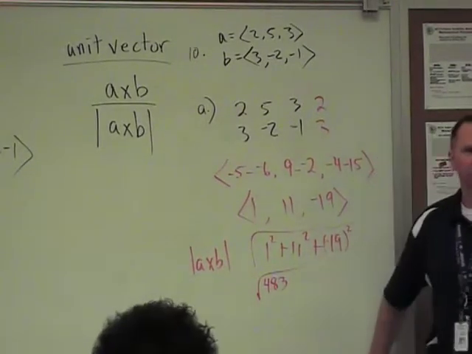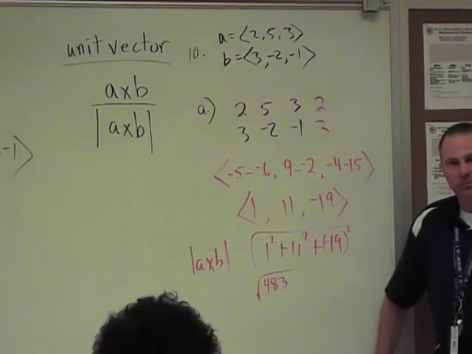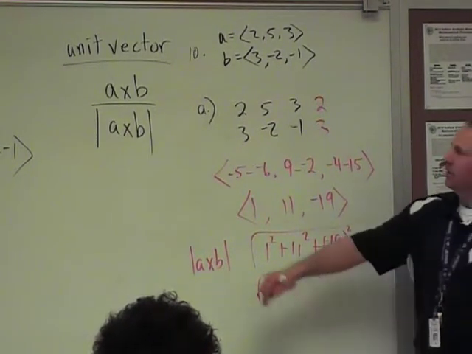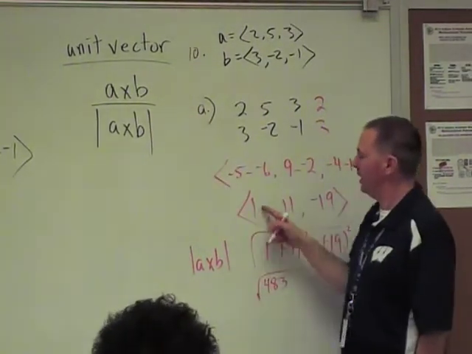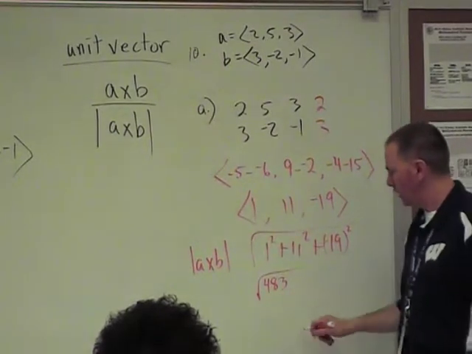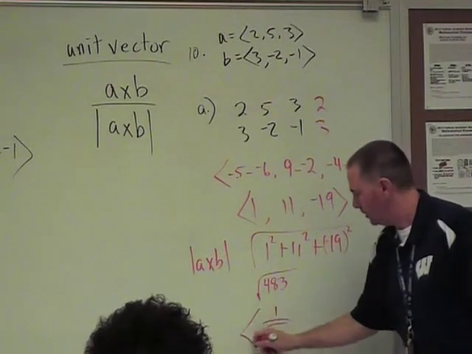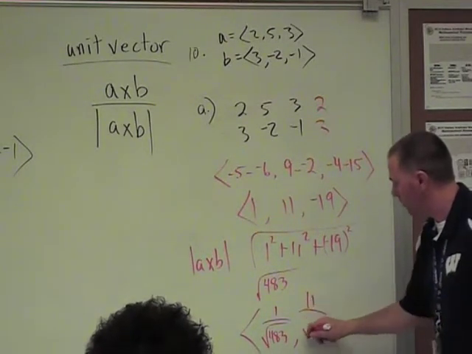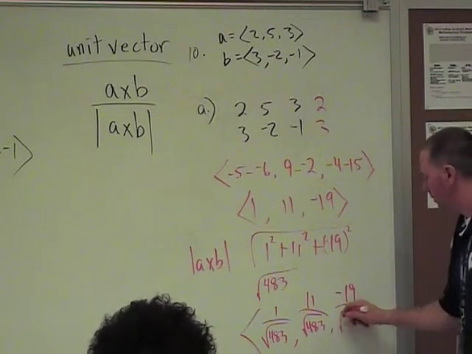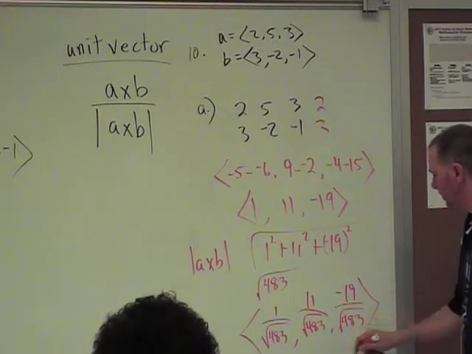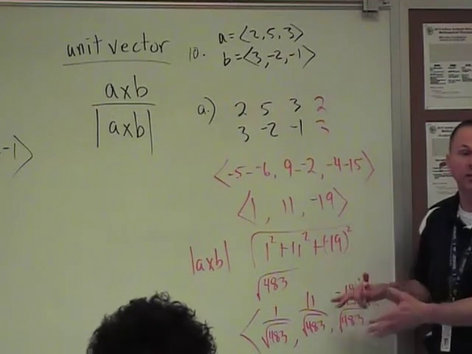I remember the number, I just couldn't pull it out. Okay, so now how do we do this? The cross product is a vector. The magnitude is a number. So you put each entry over the magnitude. So it's 1 over the square root of 483 and 11 over the square root of 483, and negative 19 over the square root of 483. And that gives you a vector. This is the unit vector.